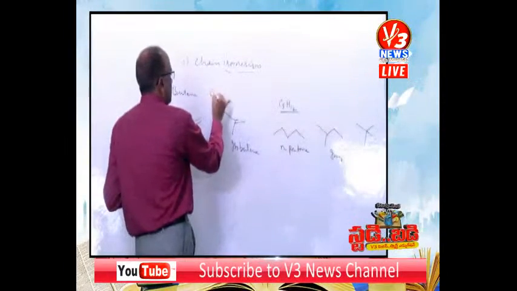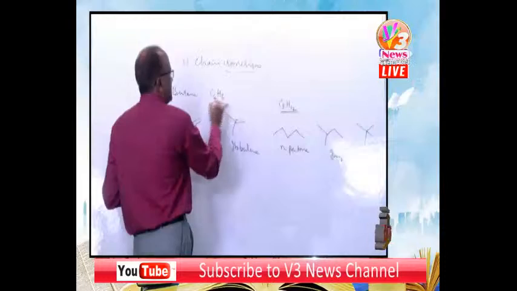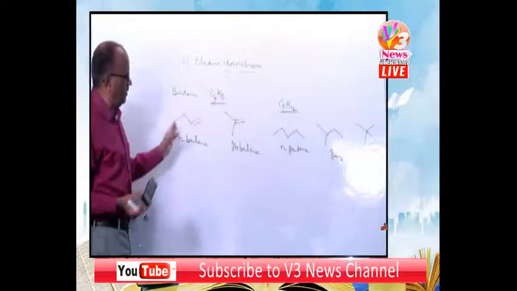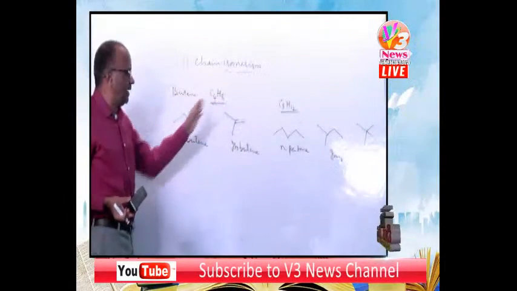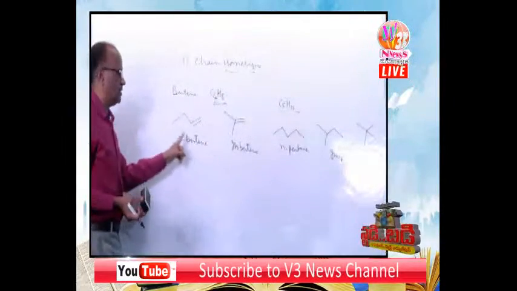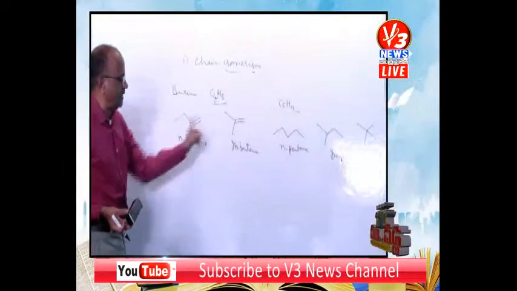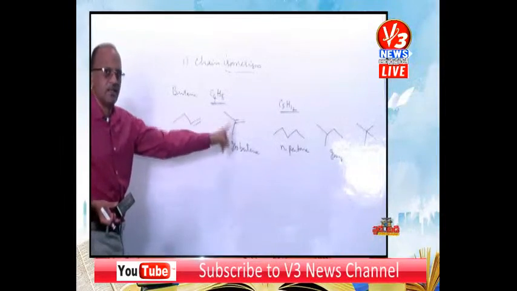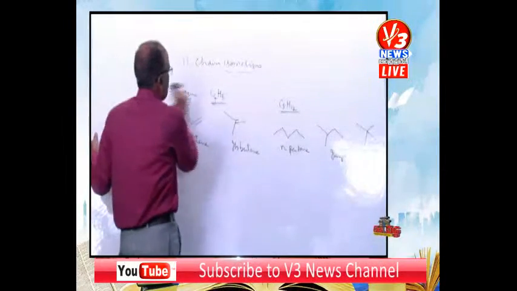What is the molecular formula? C4H8. Now, if you verify, both contain same number of carbon atoms, same number of hydrogens, but here they differ in arrangement of carbon atoms in chain, that is why these are called chain isomers.